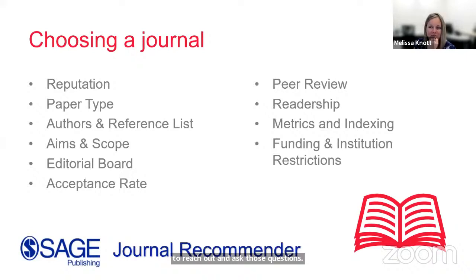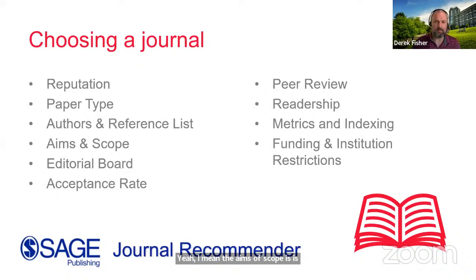Yeah, and Derek? Yeah, I mean, the aims and scope is what came to mind for me immediately, because I know, when we're looking at papers that are coming in, one of the biggest reasons why one is going to be rejected, not even sent out for peer review, is because it doesn't fit the scope of the journal. It's outside what the journal is about, and what we think the readership is going to be about.